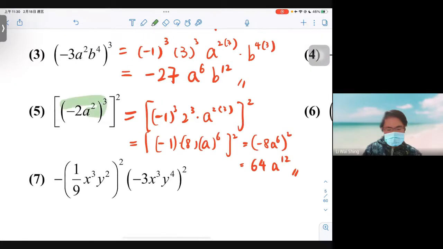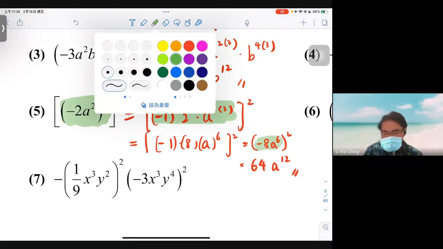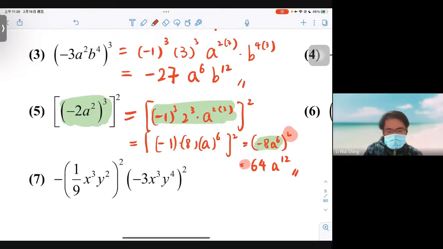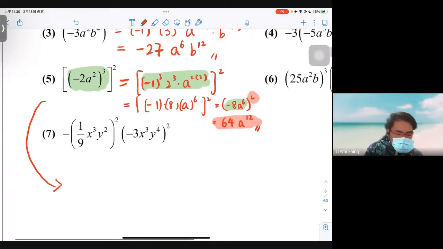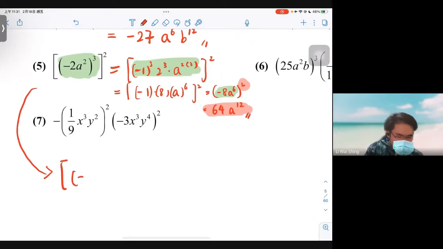So Chuck will use this strategy first. She will expand the things inside first, and then after simplifying the things inside, she expands the things outside and gets this result. Very good, very clear. However, Mr. Lee can suggest another way to do that.